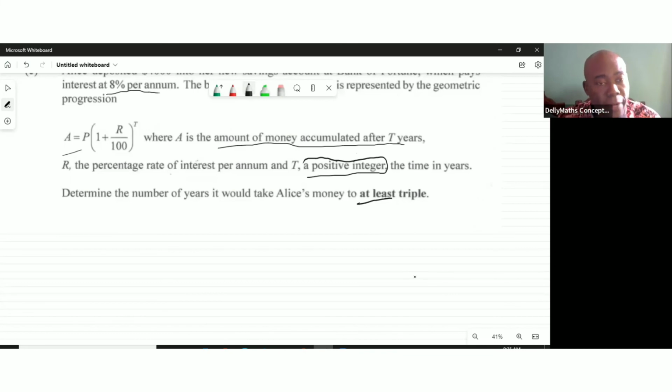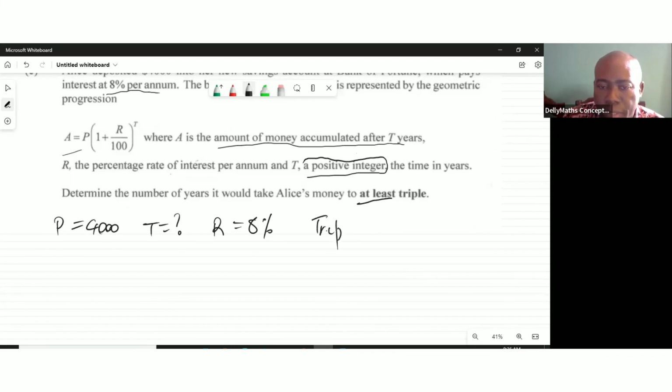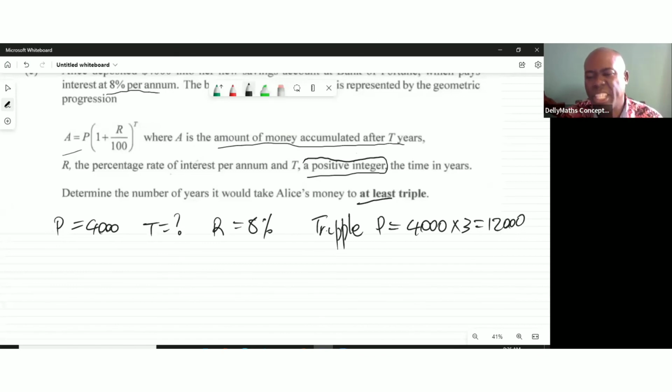So here's the thing, P is 4,000. T, we don't know, we're going for that. R is 8% per annum. And the context now is that we're going for a triple. We want to triple P, which means we're going to go for what time will it take to make $12,000? What positive integer would it take to make 12,000 or more?